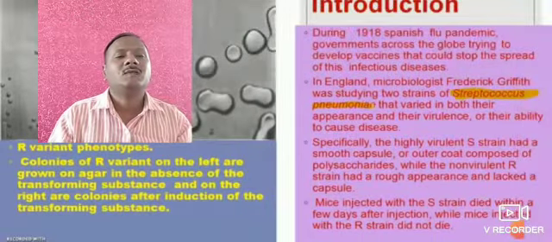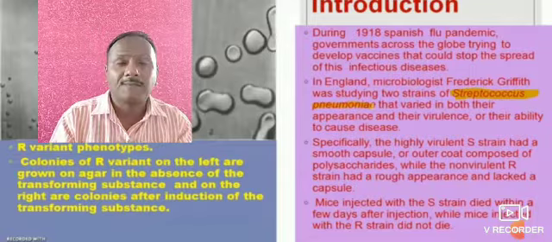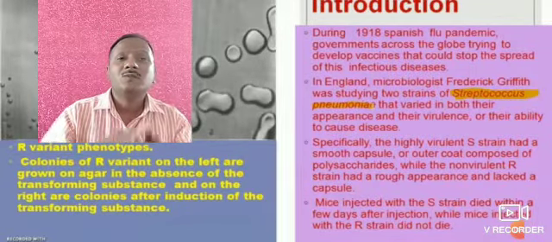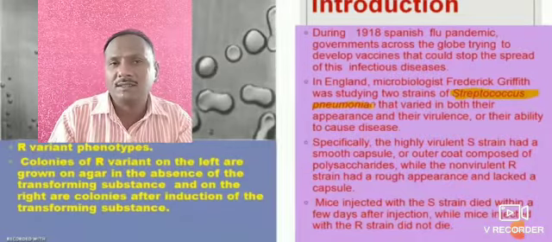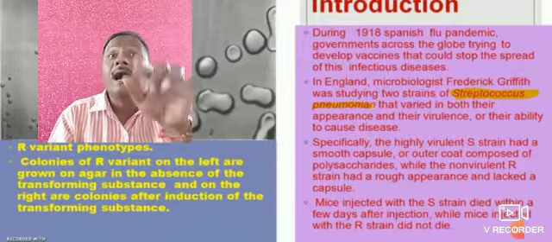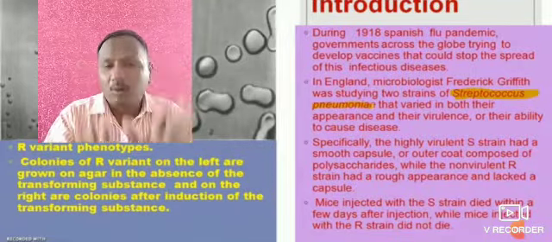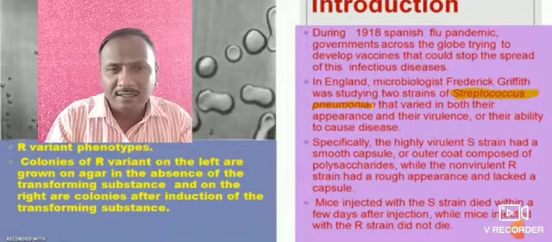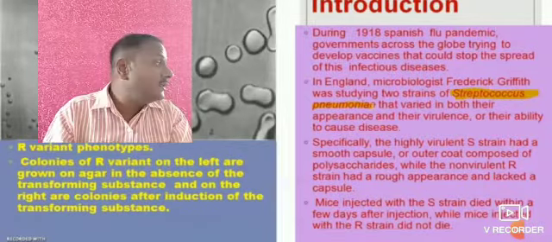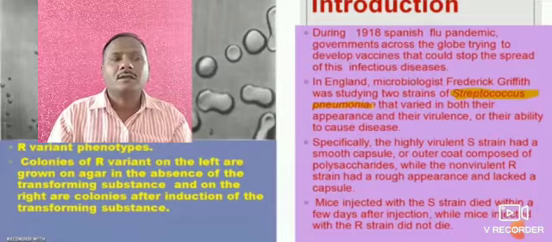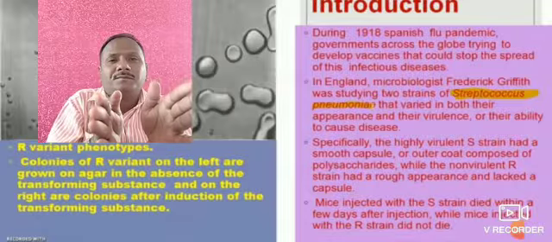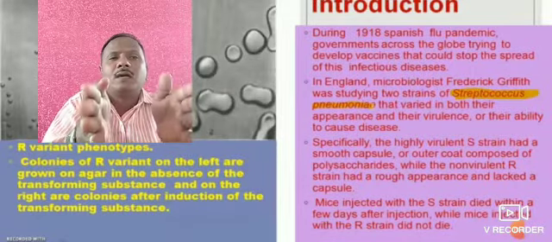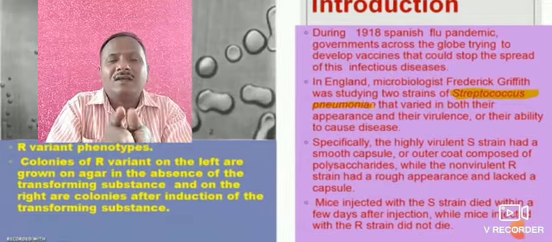He said that the highly virulent S strain had a smooth capsule, meaning smooth colonies on media. It is virulent, it is pathogenic. And there is another strain, the R strain. It is non-virulent, non-capsulated, and forms rough colonies on media. So he studied two different strains of Streptococcus pneumoniae during his experiment.